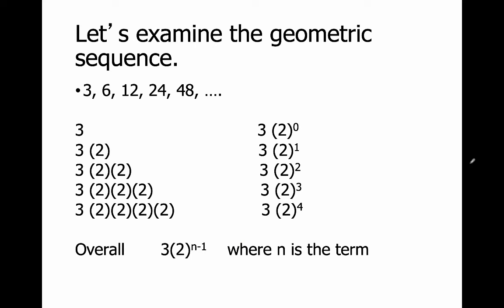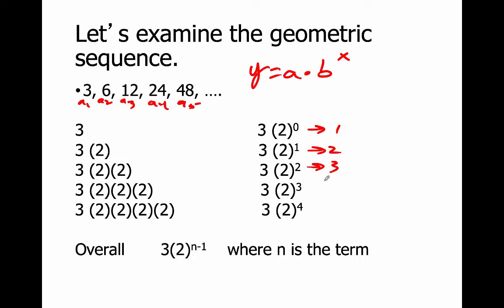Geometric: 3, 6, 12, 24, 48. We are multiplying by 2 each time. So we go back to y equals a times b to the x, and we start thinking about the fact that this is the first term. So this is a1, a2, a3, a4, a5. This is the first term, the second term, the third term, the fourth term, the fifth term. We're multiplying by the number 2, one less than the term value. That's where this n minus 1 comes from, very similar to the arithmetic.